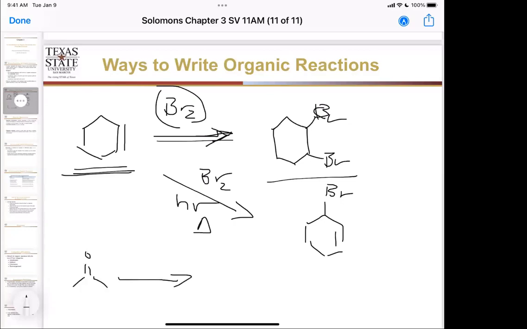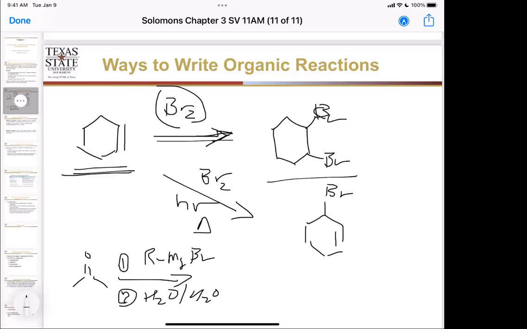Okay. The other thing we need to think about is if we have a reagent that we're working with, and we have a line, and then we have numbers, 1 and then 2, and then we have some reagent up here, and then some reagent down here. What this means is that you react the substrate with reagent number 1 first. After it's done reacting, you react it with reagent number 2.